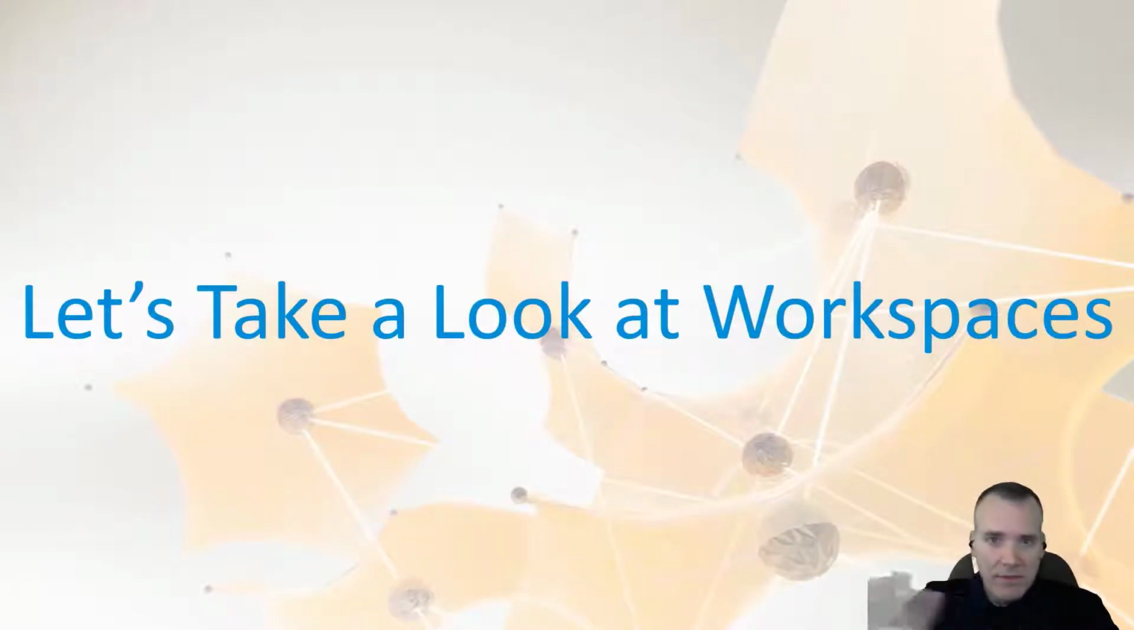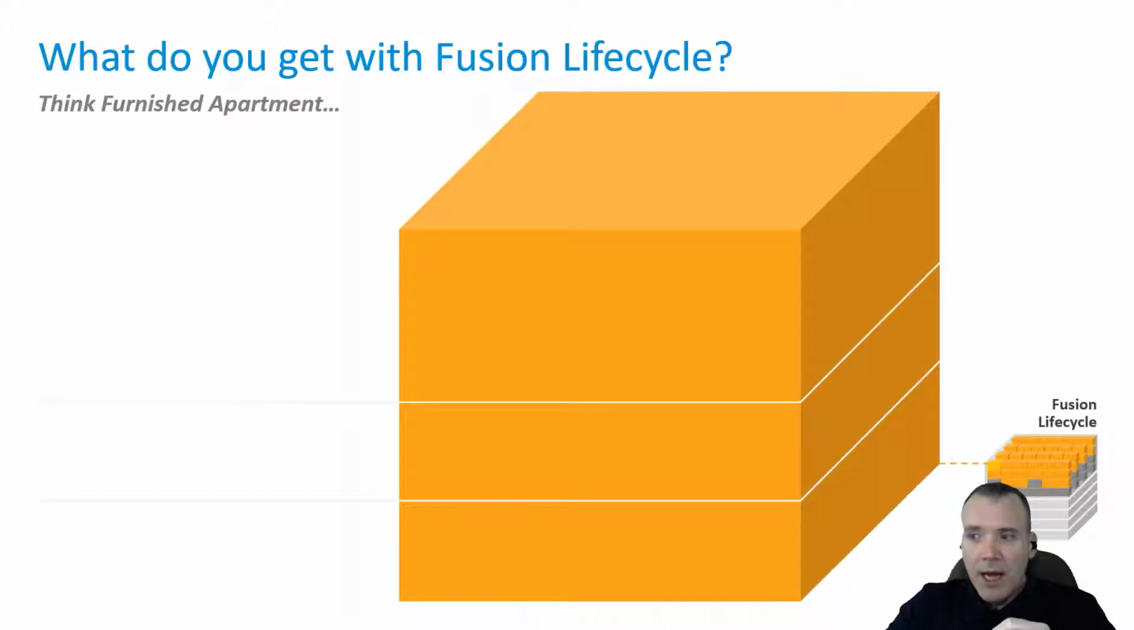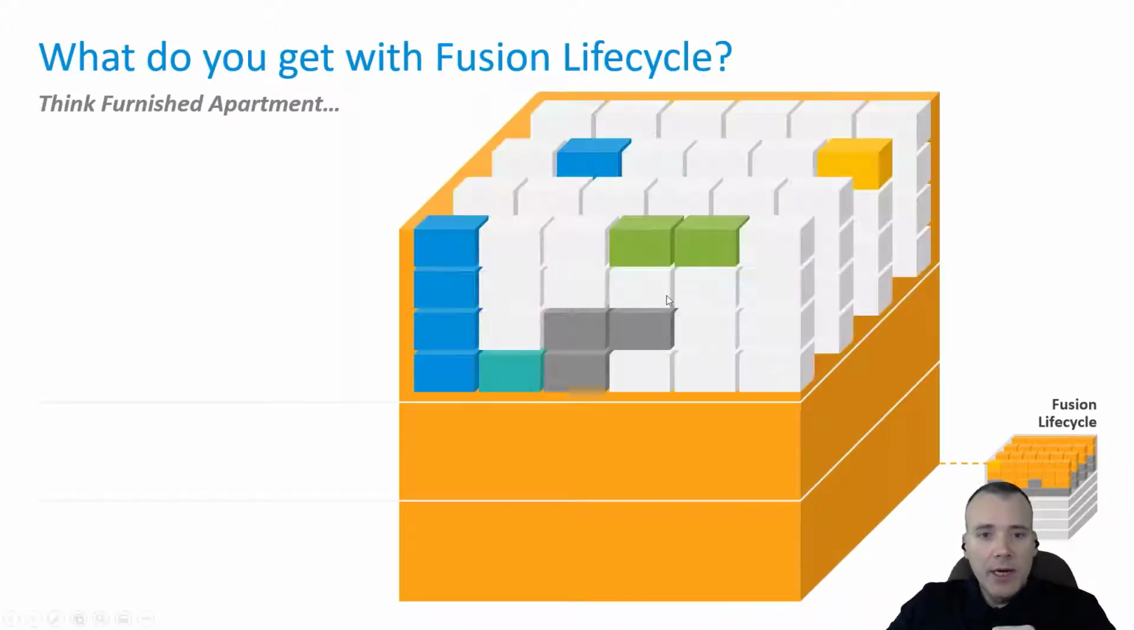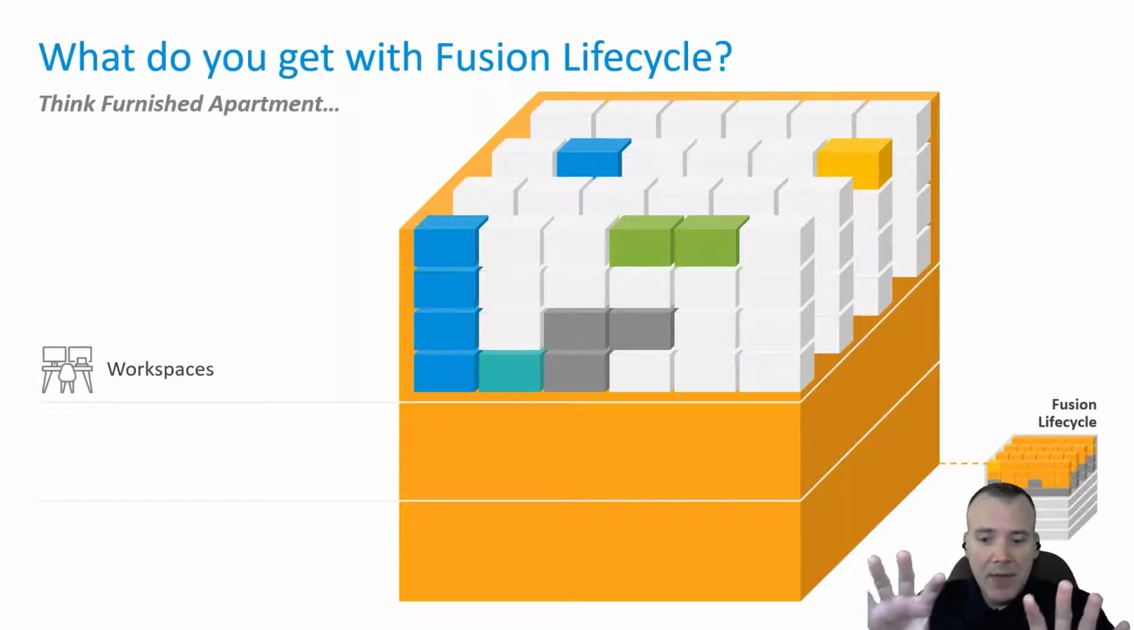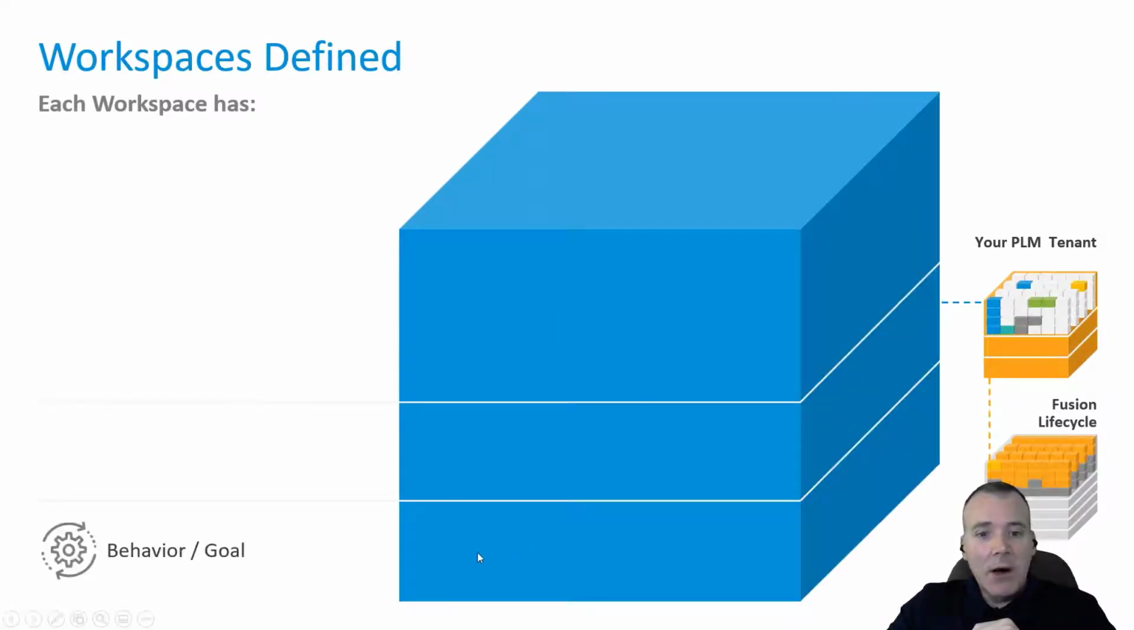So to facilitate this view and this discussion, I want to take a minute and talk about how Fusion Lifecycle works under the hood. Think of Fusion Lifecycle as a furnished apartment. It's your own area in the cloud, in this case. And that area of the cloud is made up of what we call workspaces. Now, everything in Fusion Lifecycle, every container, you might call it, bit of like bucket of information, is what we would call a workspace. Now, a given tenant is made up of several workspaces, maybe dozens or several dozen, depending on what you have it doing for you. And in turn, those workspaces all have the potential to behave in different ways.